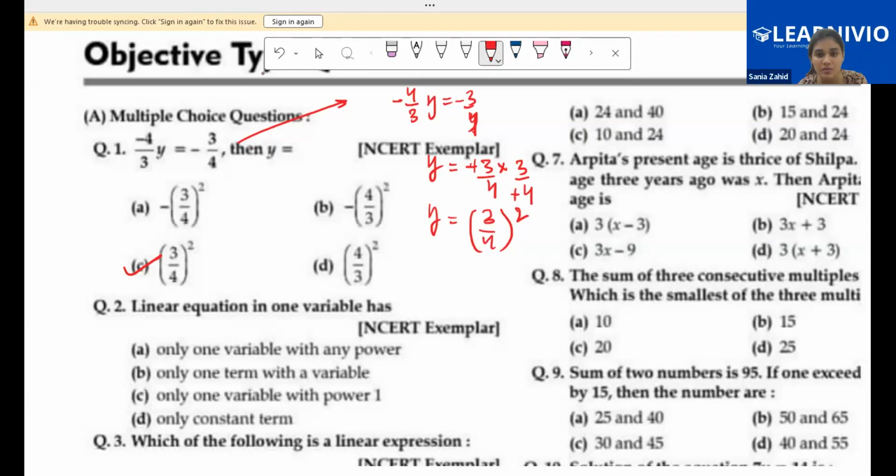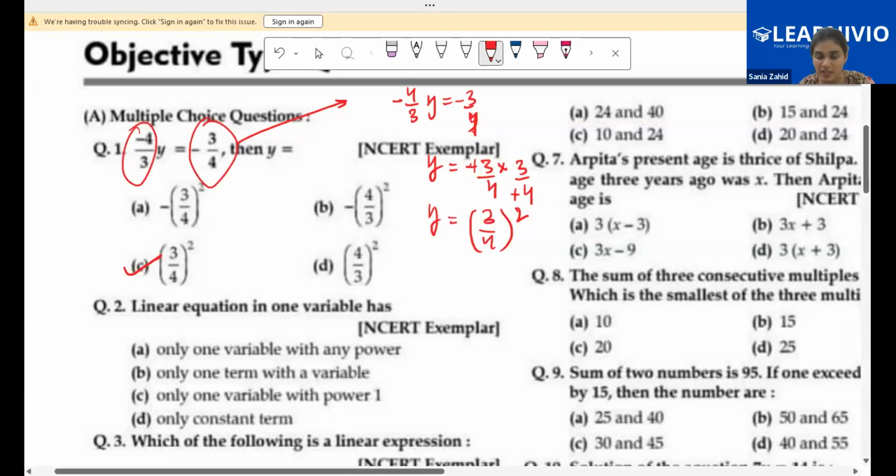Minus. Ma'am, it's minus 4 into 4. No, it's not minus 4 into 4. See, here it is. There is one minus sign over here and one minus sign over here. So both of them will be cancelled and the answer will be in plus. Oh, okay, ma'am, I understand.